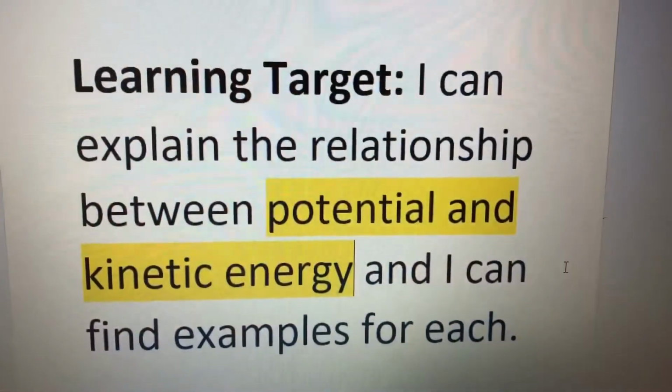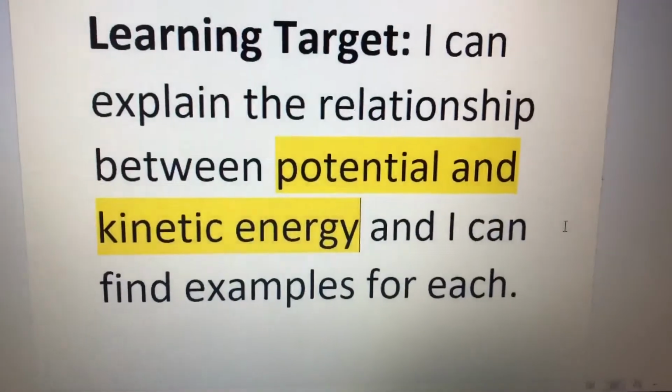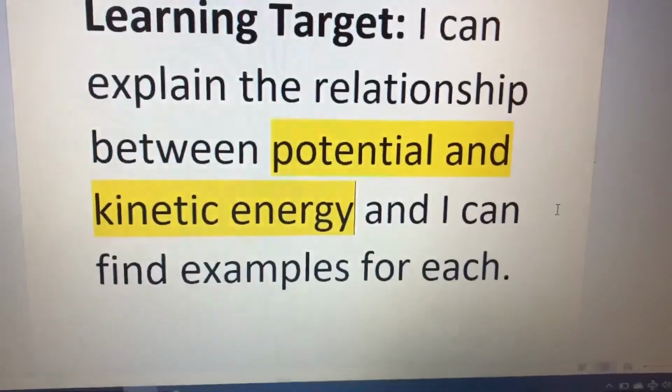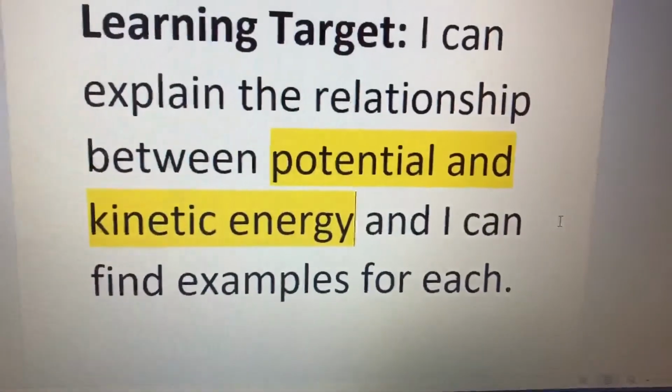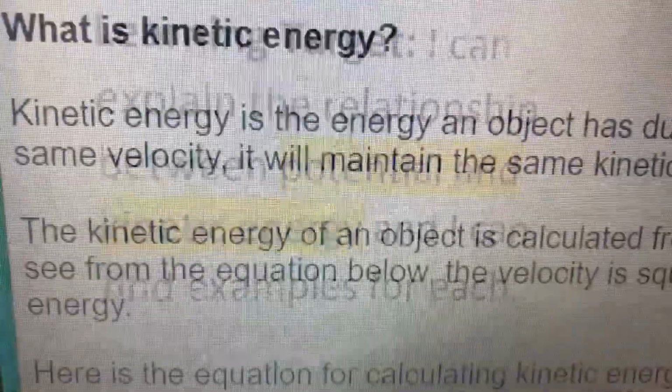So we know what potential energy is, and we provided some examples, but the learning target had something else. Let's look at it one more time. Oh, so I can explain the relationship between potential and kinetic energy, and I can find examples for each. So you got the potential part down, but how about kinetic? Any ideas?